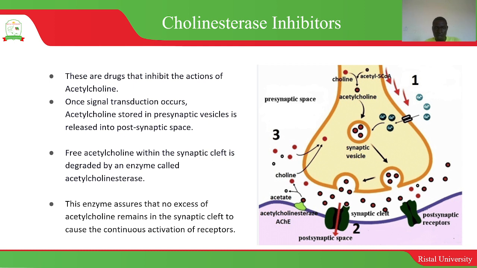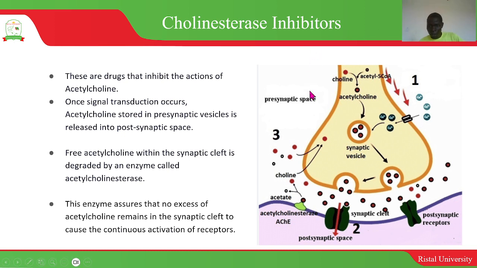What happens is, once signal transduction occurs, the acetylcholine, which is stored in the presynaptic vesicles, is released into the synaptic space. And the free acetylcholine within the synaptic cleft is broken down or degraded by the enzyme called acetylcholinesterase. That means this enzyme will get rid of the acetylcholine so its effects are no longer felt. This enzyme ensures no excess of acetylcholine remains in the synaptic cleft to cause continuous activation of receptors. So let's look at the diagram on the right, maybe to help understand more what we have just been explaining right now.